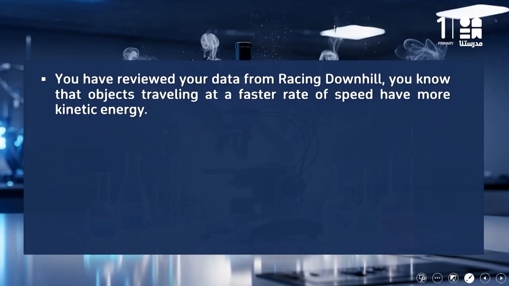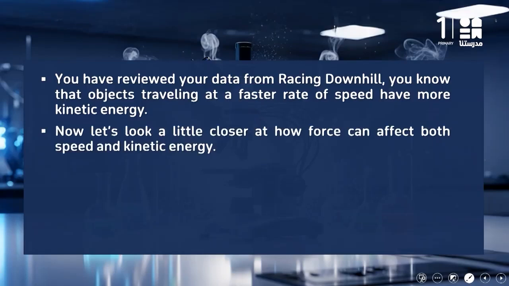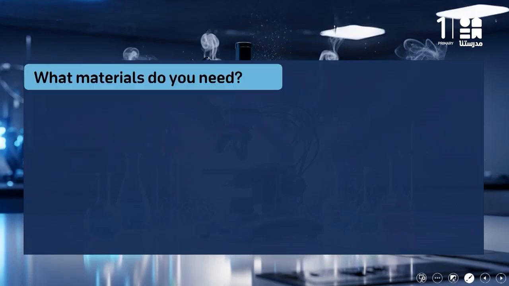From the previous episode, you have reviewed your data from racing downhill. You know that objects traveling at a faster rate of speed have more kinetic energy. Again, the relation between the speed and the kinetic energy is directly proportional. Now, we have a different experiment. Let's look a little closer at how force can affect both speed and the kinetic energy. Yes, the force has its effect on both speed and the kinetic energy.